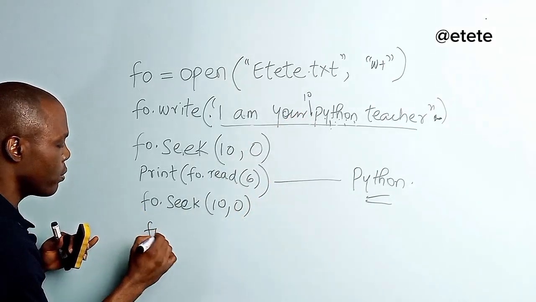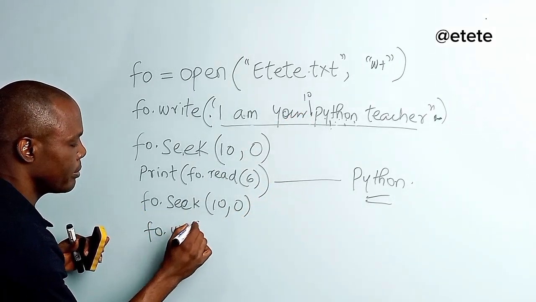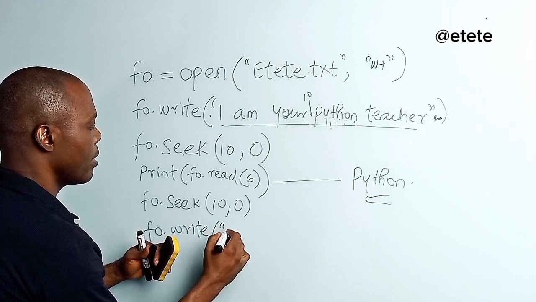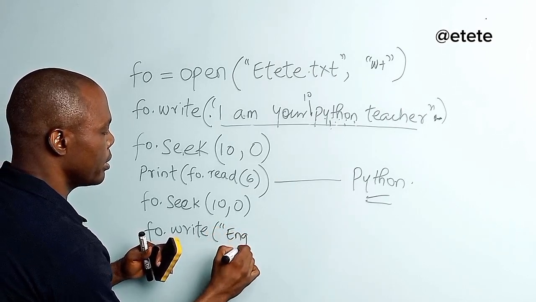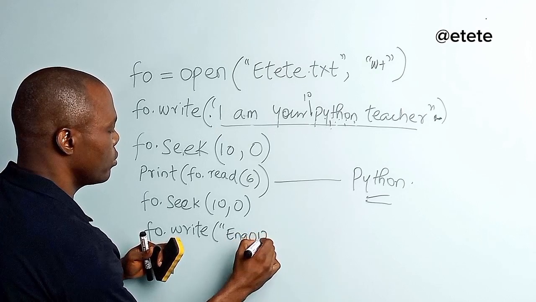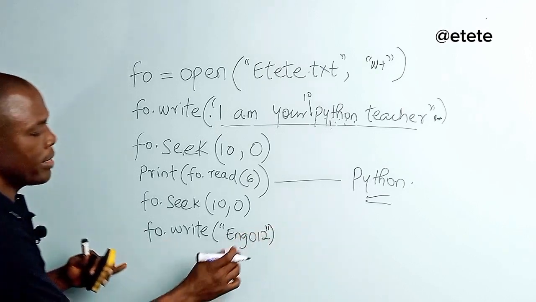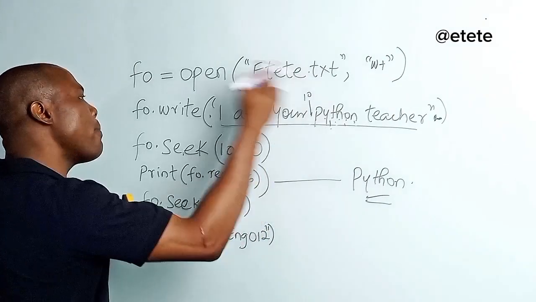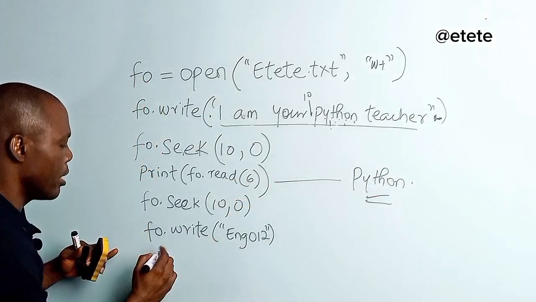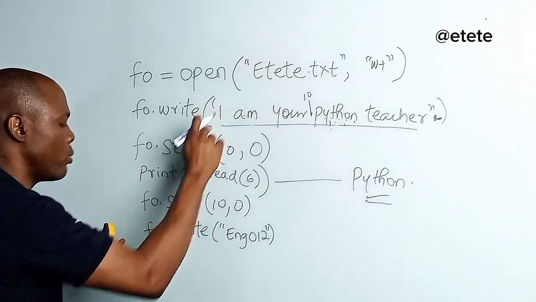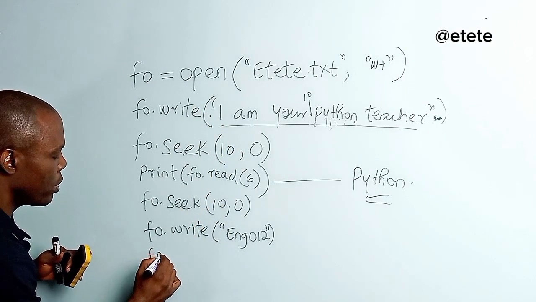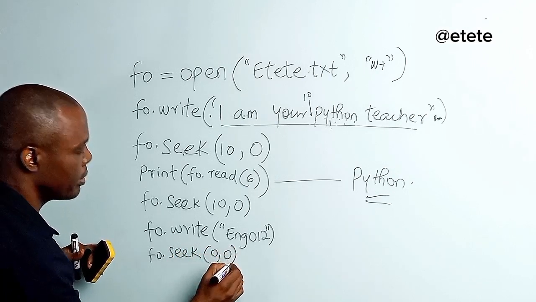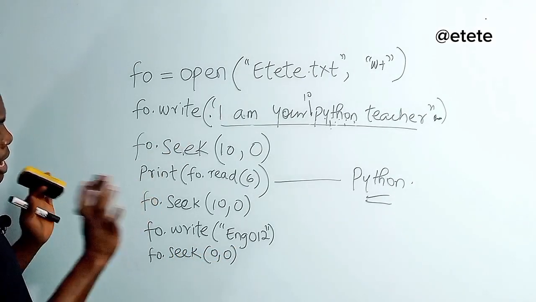Then I'll say fo dot write English 0, 1, 2. Right? So it's going to write this here. And then I want it to come back to the very beginning to read everything out again. So I will use the seek again to come to this place. So that will give me fo dot seek 0, 0. Now, if you look at this program, I've not finished.